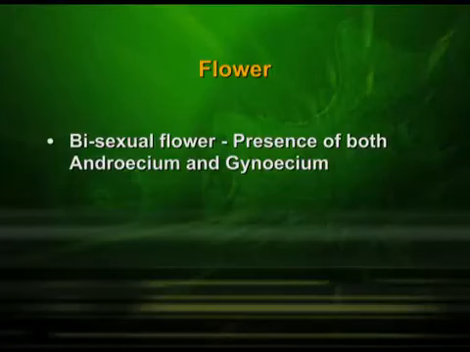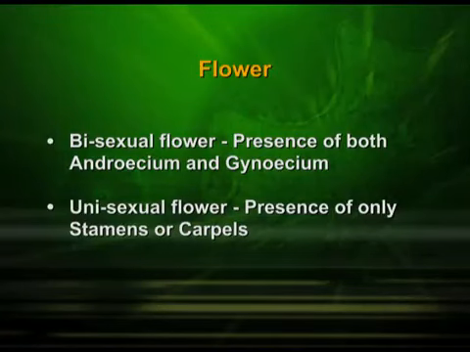Flowers are generally of 2 types: bisexual flowers and unisexual flowers. In case of bisexual flowers, the male portion, that is the stamen or the androecium, and the gynoecium, they are found in the same flower. Such a type of flower is known as bisexual flower. Beside this, there is another type of flower which is known as the unisexual flower, wherein only either the male or the female reproductive part is found.